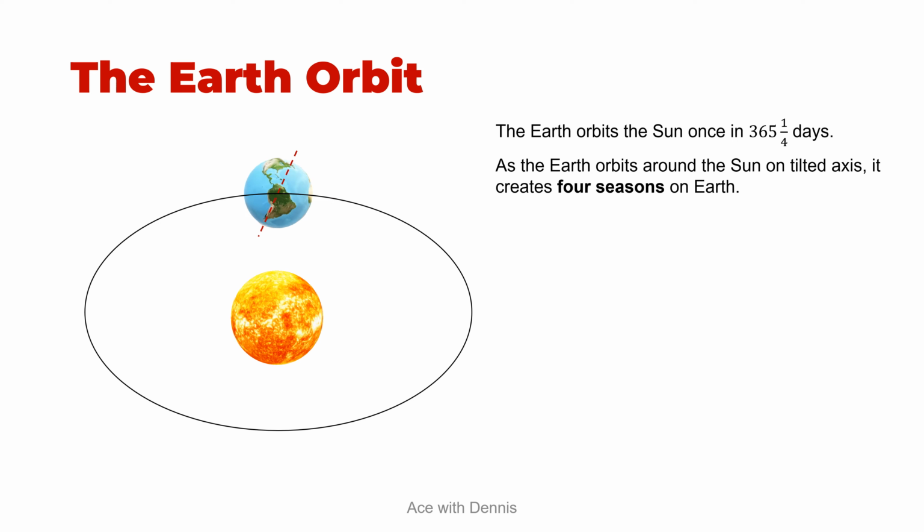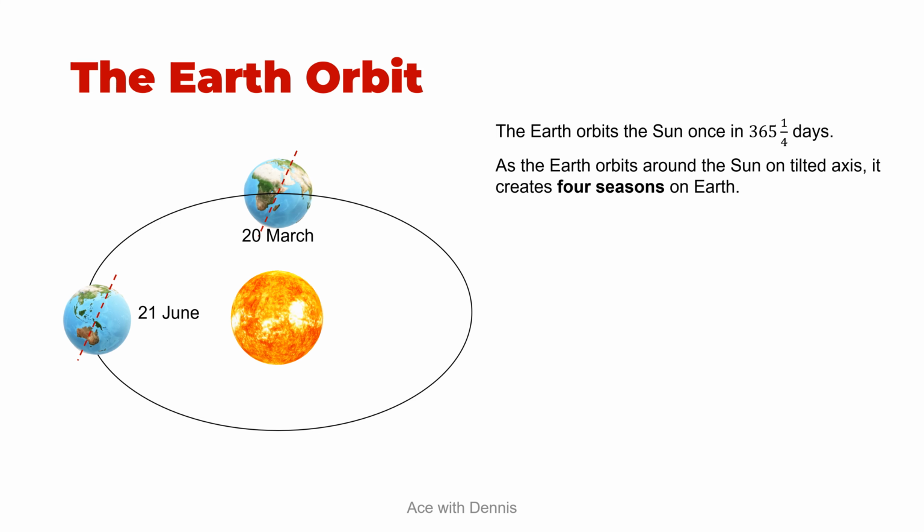When the Earth is at this location, it is on 20th of March. When the Earth is at this location, the date is 21st of June. From 20th of March to 21st of June, the season is spring.